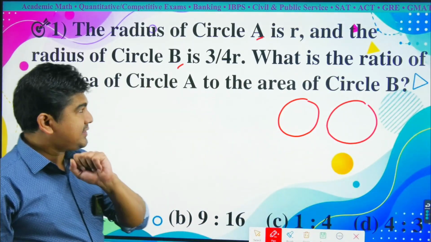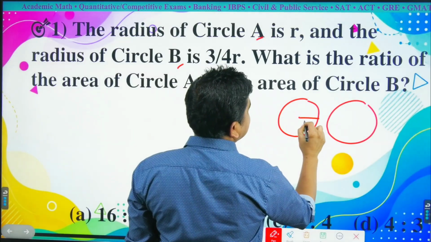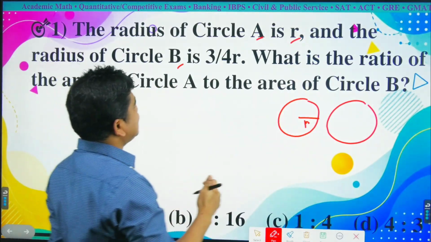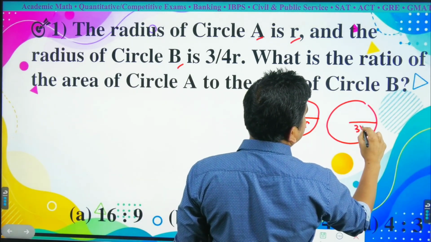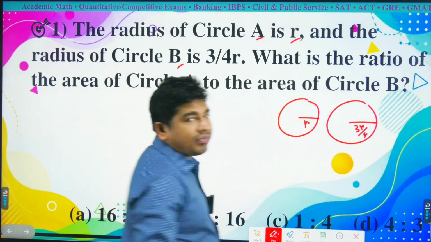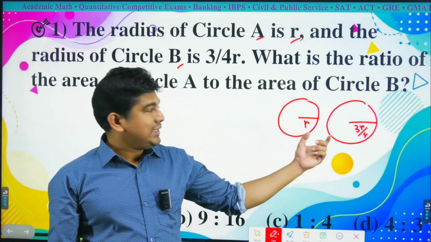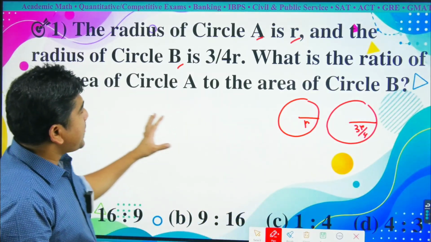There are two circles. The radius of the first circle is R, and the radius of the second circle is 3/4 of R, or we can write 3R by 4. The radius of the first circle is R and the radius of the second circle is 3R by 4. What has been said here?